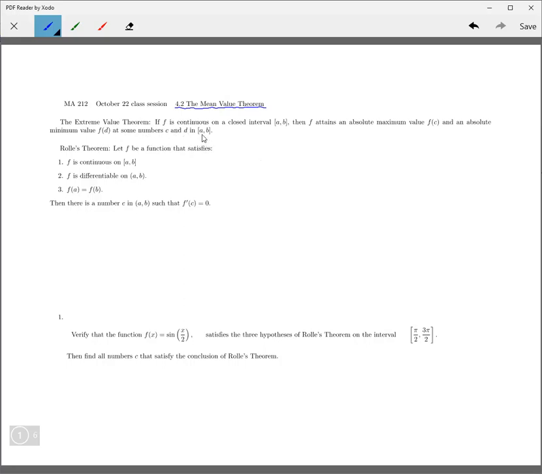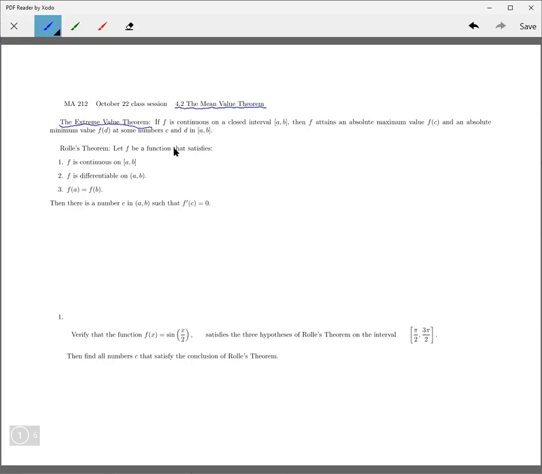Now these numbers could be endpoints. These values are going to be attained at either endpoints or where f has a critical number. Okay, so either critical numbers or endpoints. We talked about critical numbers last time. That's where the derivative is 0 or doesn't exist. But it will attain an absolute maximum and an absolute minimum. Okay, so that's the extreme value theorem.